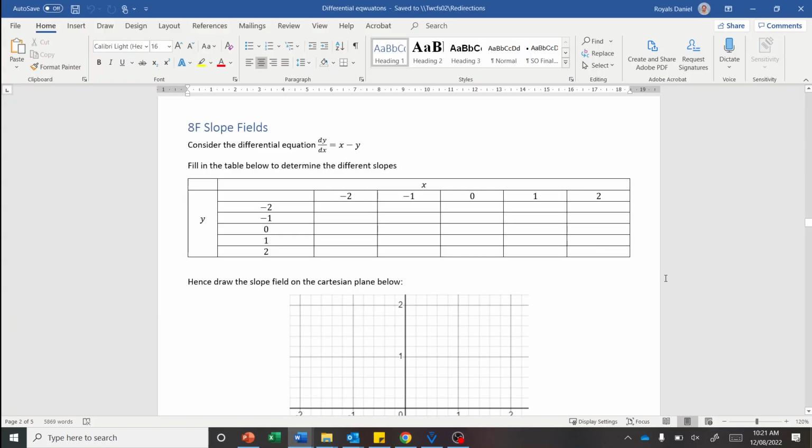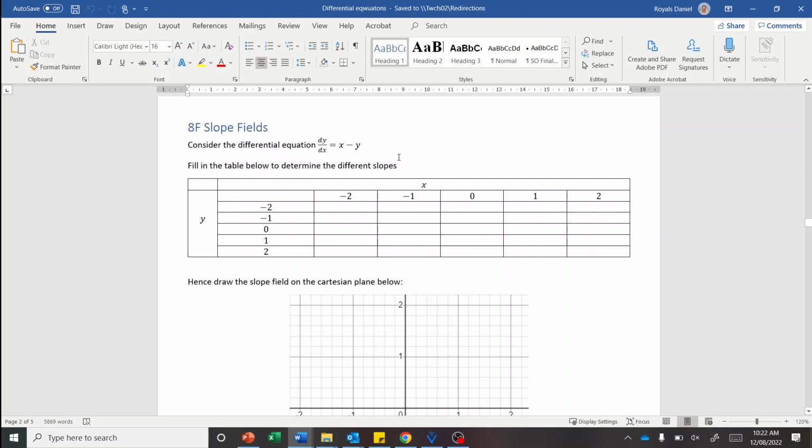The notes book here, I've got the document of it open. So what we've got is a slope field, okay? 8F, we're doing slope fields. And we have a differential equation here: dy/dx is equal to x take away y.